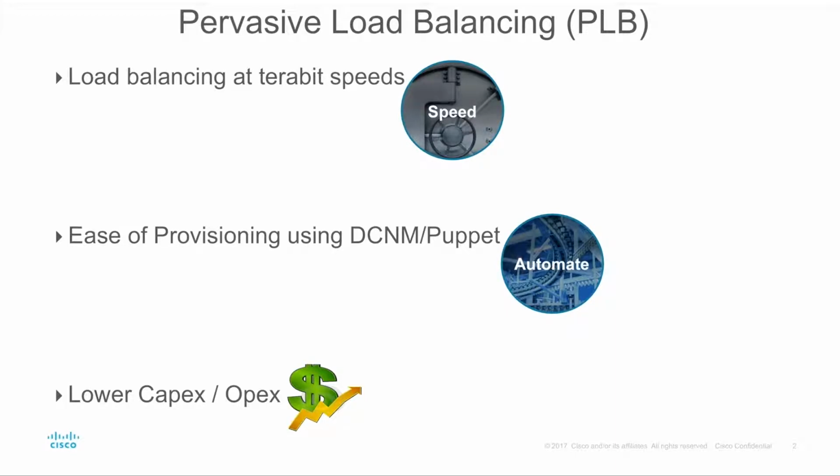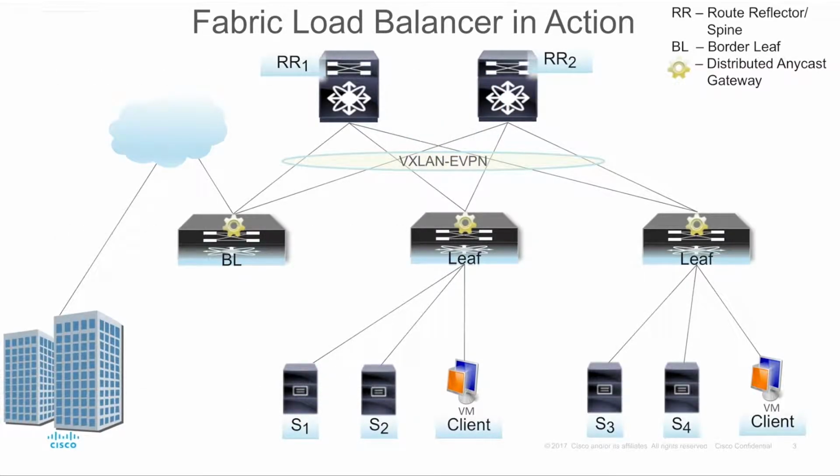Since the fabric acts as a load balancer, there is no need for an external load balancing device, thus lowering the CapEx and OpEx. Let me demonstrate how pervasive load balancing works.